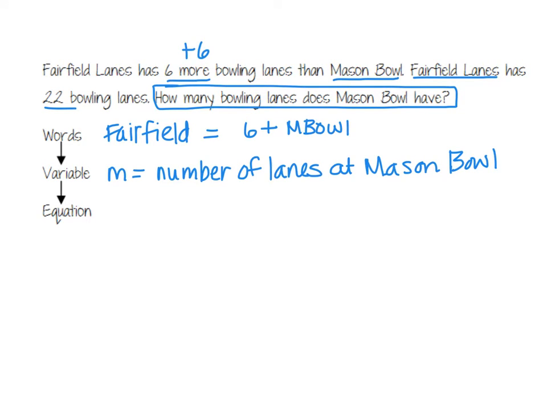So let's start using our words and substitute in. We know that whatever Fairfield has is what this is equal to. And we can see right here that Fairfield has 22 bowling lanes. So I'm going to put 22 and then I'm going to put equals. I'm getting this from here, Fairfield, and I'm getting that 22 from here. It equals, and then we don't know what Mason Bowl has, but we have an expression, 6 plus m. So I can solve this.